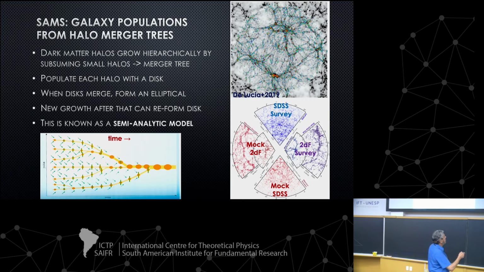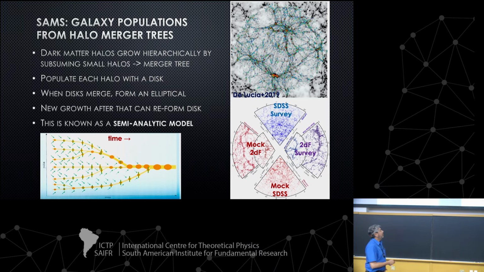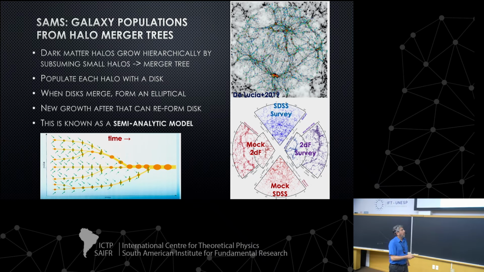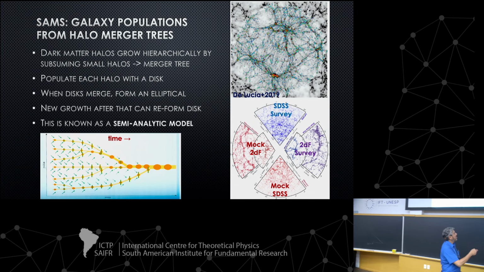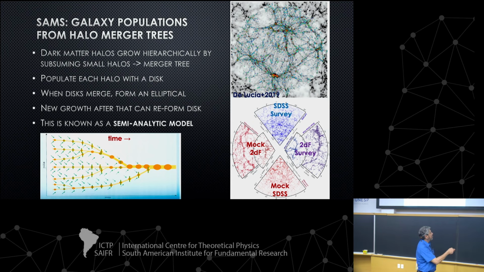So for instance, this is a nice little image from Gabriela De Lucia's work, where this is real data, the Sloan Digital Sky Survey and the 2dF survey, and these are mocks from large N-body simulations populated with galaxies using this scheme, okay? Plus some other parameters, so on and so forth. Then you see the galaxy distribution on large scale, so each tiny point here is a galaxy in redshift space, so this is looking out from us here, in both angle and velocity, recession velocity. And they look very, very similar.